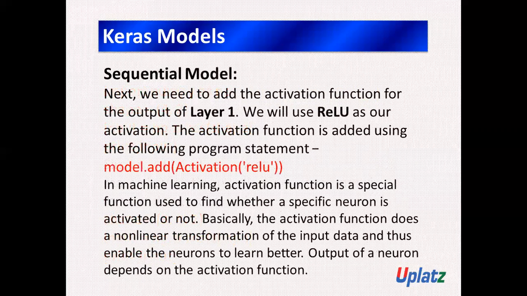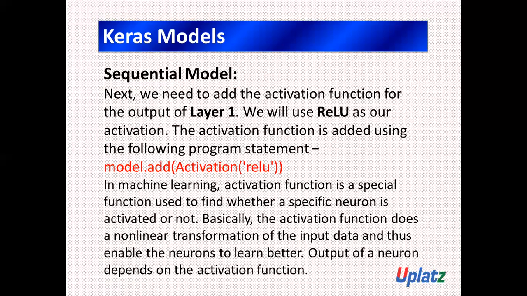Now, after adding the input layer, next we need to add the activation function for the output of layer 1. So for that, we are going to use ReLU, that is rectified linear unit, as our activation. The activation function is added using the following program statement: model.add(Activation('relu')), with ReLU inside the parentheses in single quotes.